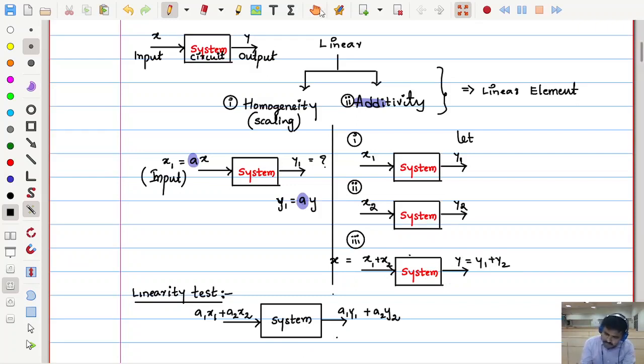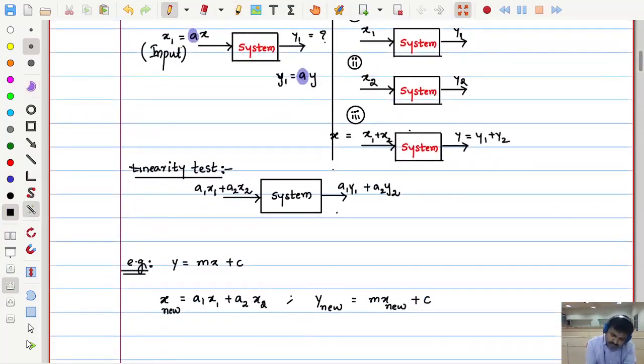Try to observe, what is the input? The input is the addition of case 1 and case 2. Similarly, the output is also going to be the addition of the individual outputs, that is y1 plus y2. So whichever system obeys this kind of property, if the output is exactly equal to y1 plus y2, we can call it is obeying the additivity property. Then we can test these two properties to see whether the element is linear or not. In this manner, we can do the linearity test.